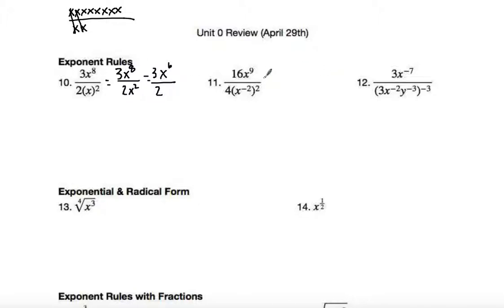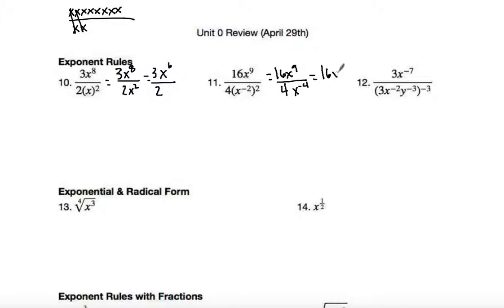On number 11, 16x to the ninth over 4x to the negative 2 to the second. I'm going to leave the top as it is. The bottom, the only piece that's being squared, is the x to the negative 2. So that'll make 4x to the negative 4, because remember, when we have a power to a power, we multiply. The problem with this is I can't have these x's on the bottom, so they're going to need to come to the top.